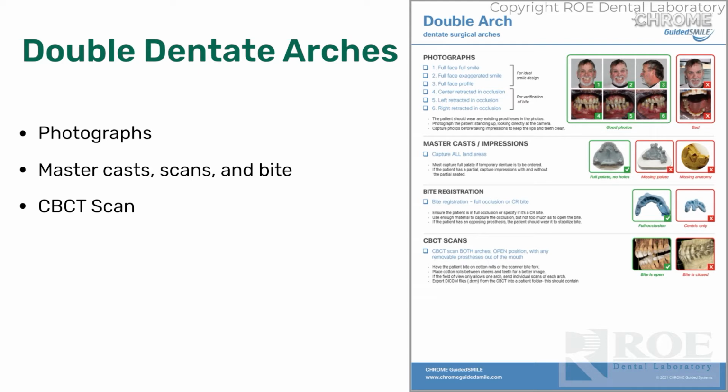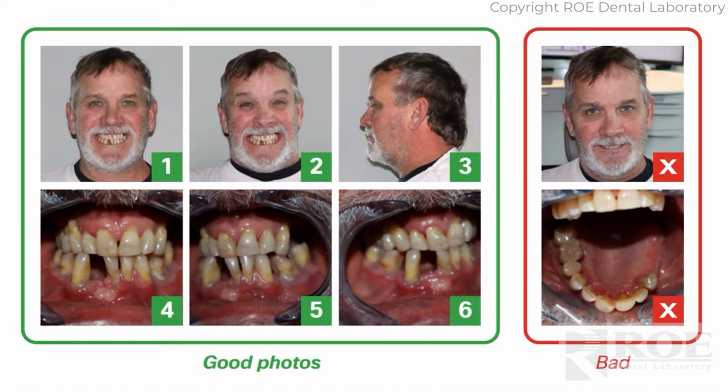In this case, there will be 2 scans, unless you have a large field of view. So photos, casts, and CT scans. Let's go through the photos real quick. We always require photographs in occlusion, retracted, center, left, and right.